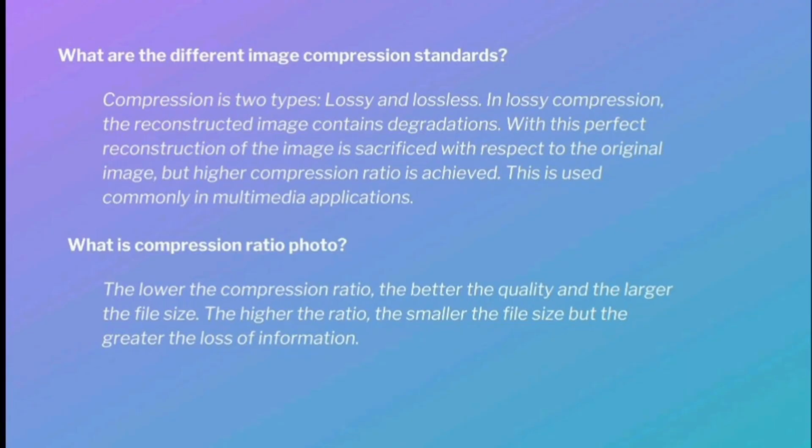What are the different image compression standards? Compression is of two types, of course, lossy and lossless. In lossy compression, the reconstructed image contains degradation. With this, perfect reconstruction of the image is sacrificed with respect to the original image, but a higher compression ratio is achieved. This is used commonly in multimedia applications. What is compression ratio? The lower the compression ratio, the better the quality and the larger the file size. The higher the ratio, the smaller the file size, but the greater the loss of information.